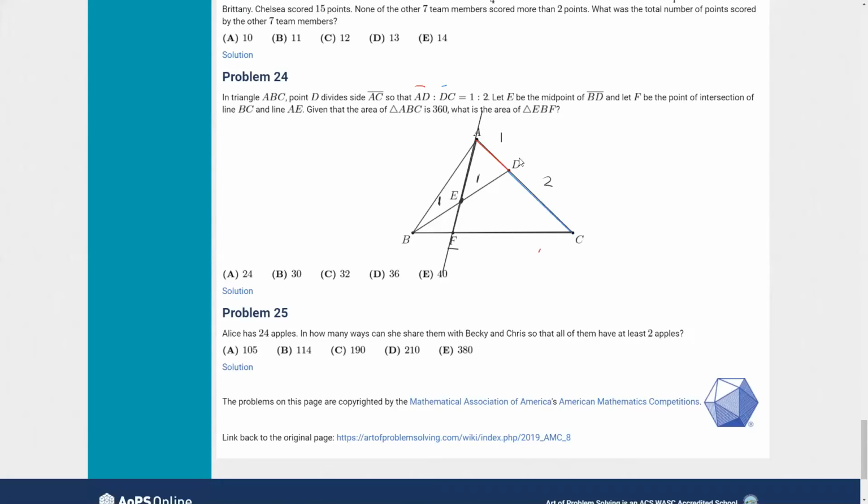That means that if we extend A to E like this, then if we extend B to C like this, they meet at this point that we're going to call F, okay? So given that the area of ABC is 360, what is the area of EBF? So let's color code. Area EBF should be here. So let's color that triangle in like that. So we colored that in, and we just want to find the area of that triangle.